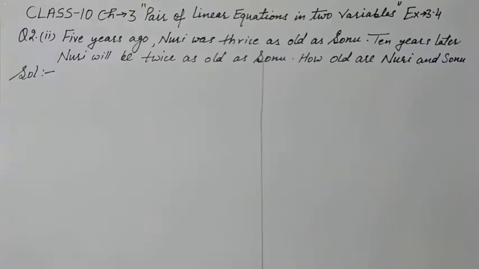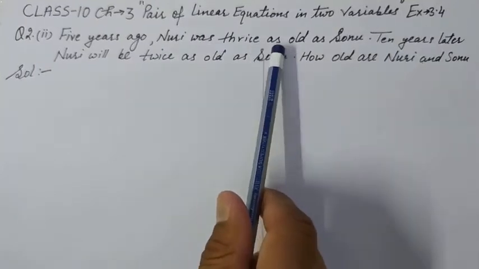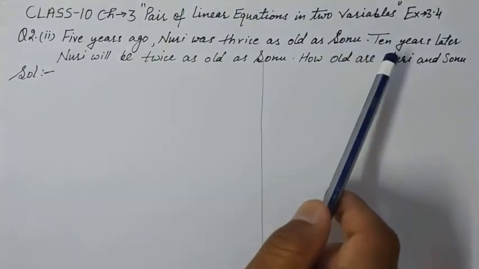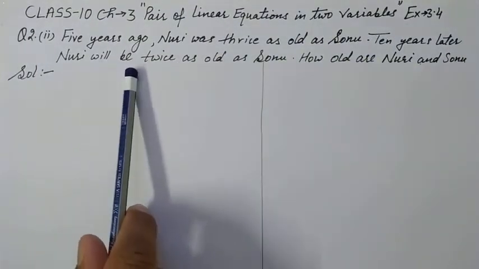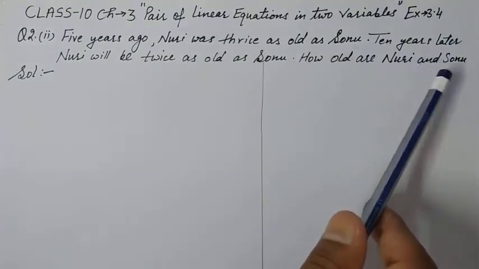Hello dear students. Let's solve this question. Five years ago, Noori was thrice as old as Sonu. Ten years later, Noori will be twice as old as Sonu. How old are Noori and Sonu?